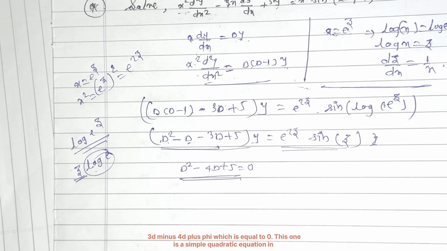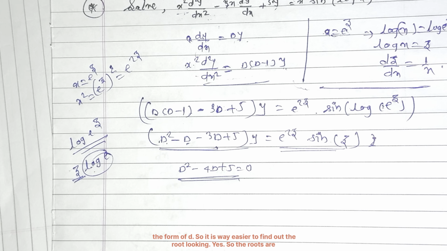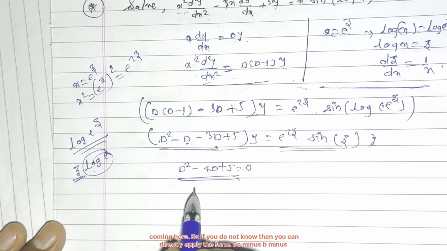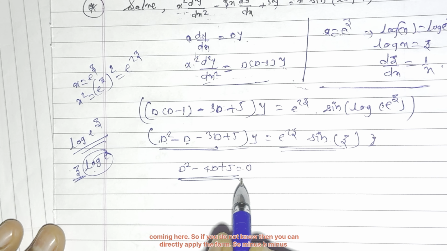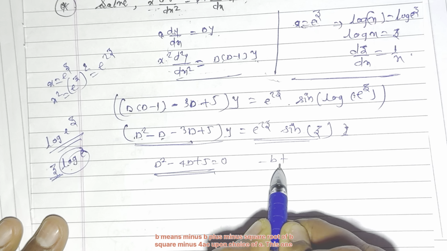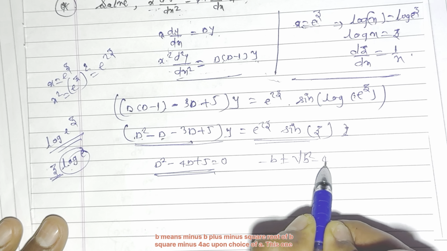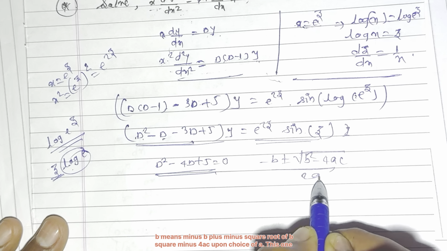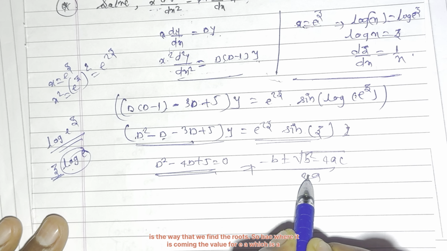This one is a simple quadratic equation in the form of D, so it is way easier to find the roots. If you don't know, then you can directly apply the formula: minus b plus minus square root of b squared minus 4ac, upon twice of a. This is the way that we find the roots.